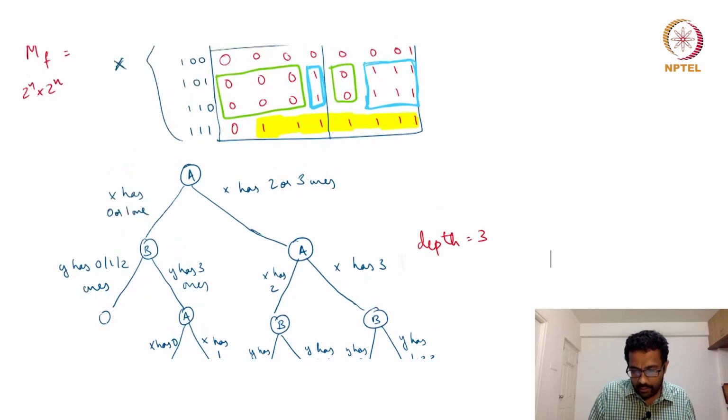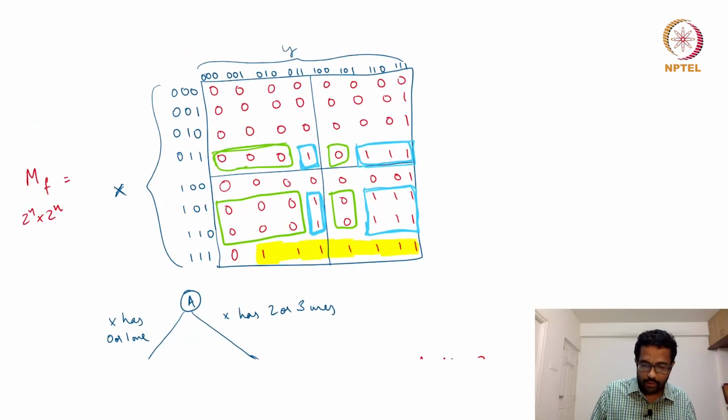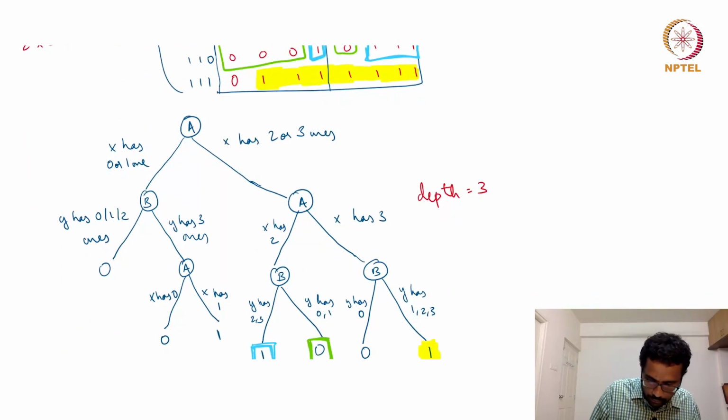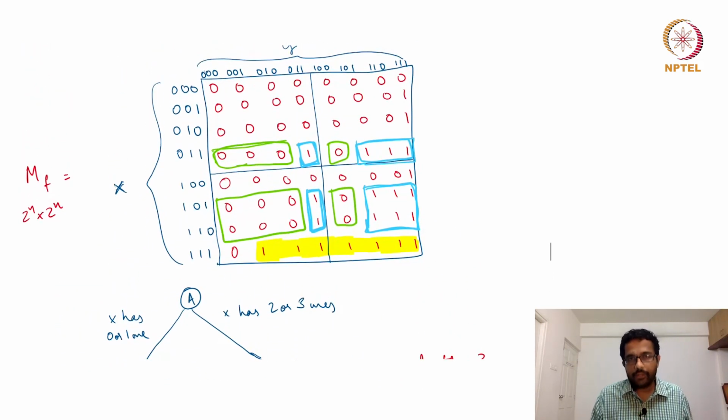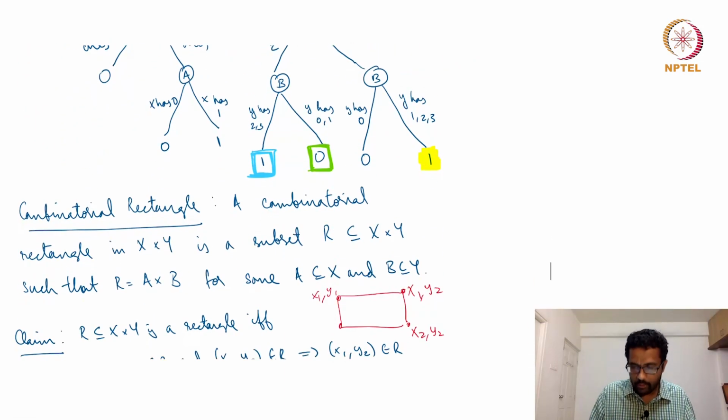And in fact, you can see that at every stage of the protocol and at every node in this protocol tree, not just the leaf, you are always at a combinatorial rectangle. Okay, so I will define it formally and then we'll go there. So a combinatorial rectangle in X cross Y, where X is Alice's input domain and Y is Bob's input domain, is a subset R that is equal to A cross B. So a combinatorial rectangle R is just a subset A cross B.